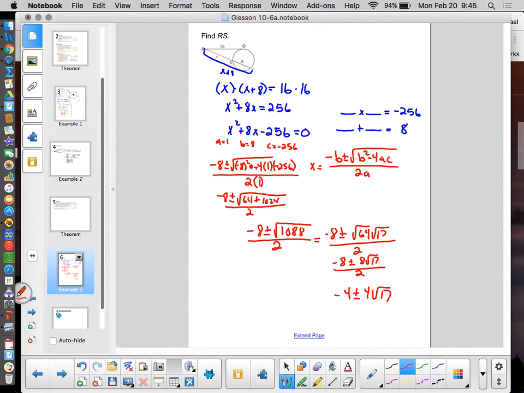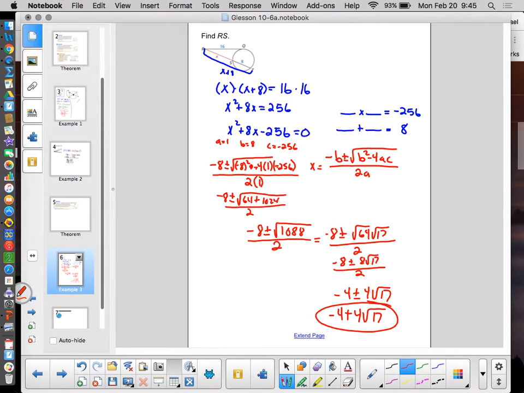Boy, they gave us a really ugly example here. I'm glad I didn't give you this one to do on your own. So the numbers don't work out very nice at all. But here, negative 4 plus 4 root 17 would be the solution. The minus wouldn't work. That would give me a big negative number, which doesn't make any sense for the value of x.